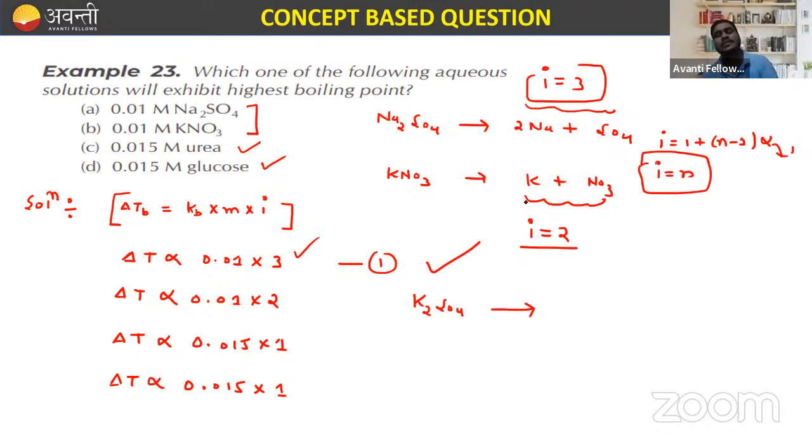So just calculate the number of ions. In case of K2SO4, what is the number of ions, beta? 2 ions of K+ and 1 ion of sulfate. So the total number of ions is nothing but 3. So by this you can calculate.